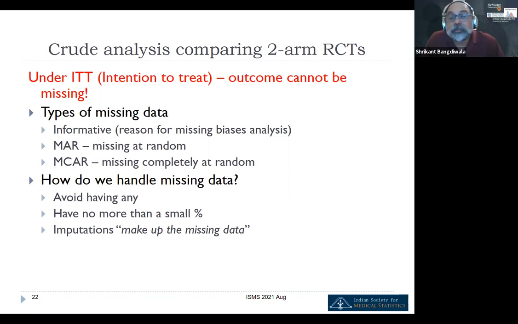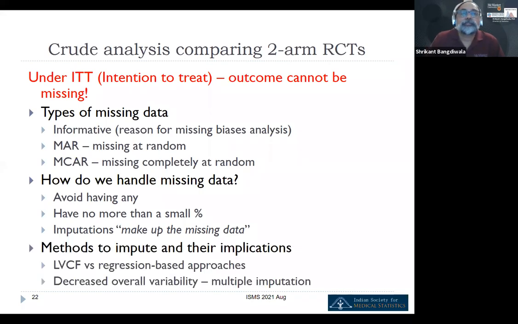Or you impute the data. And impute sounds very fancy technically, but basically what you're doing is you're making up the missing data. And anytime you make it up, it's problematic, right? So we have to be aware of the problems with that.